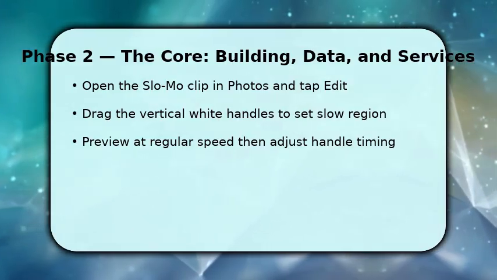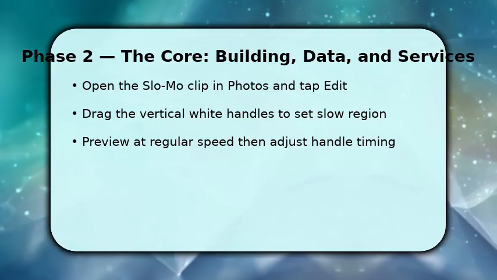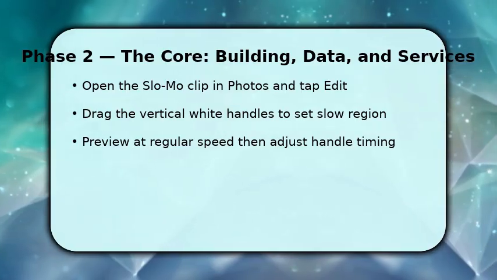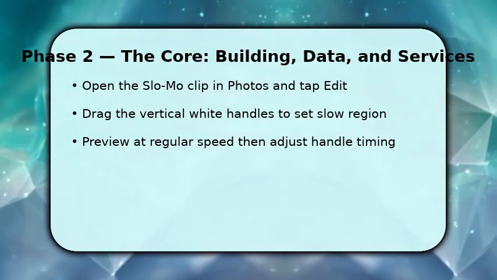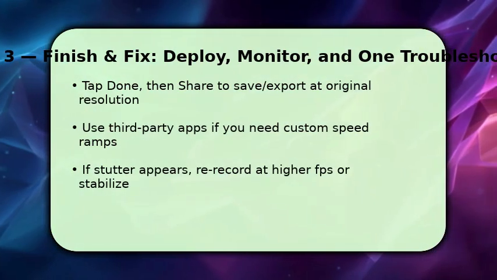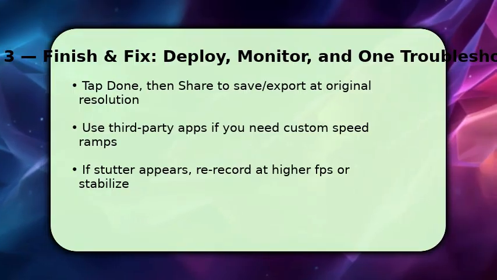If the slow segment looks jittery, try trimming a bit more before or after the action, or re-export at 120 FPS if you need smoother frame blending. Finish by tapping Done and sharing or exporting the clip at its original resolution so you keep frame rate integrity.